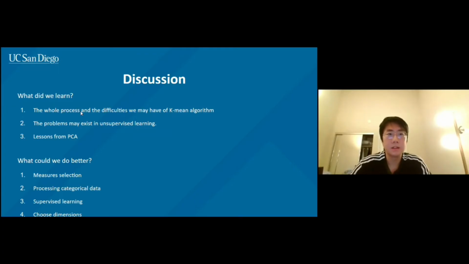So in the discussion section, I will briefly talk about what we have learned. First, the whole process and the difficulty we may have with the k-means algorithm. And second is the problem that may exist in unsupervised learning. And the third is a lesson from PCA.